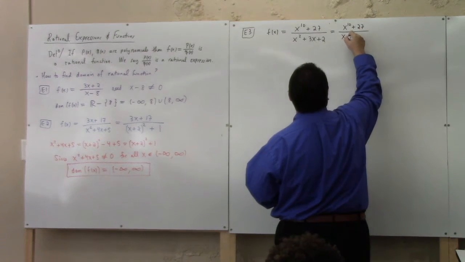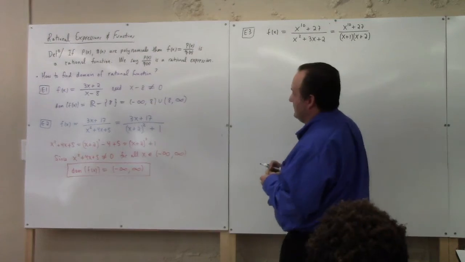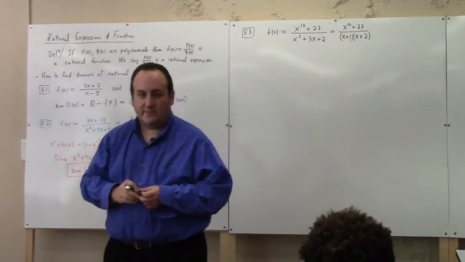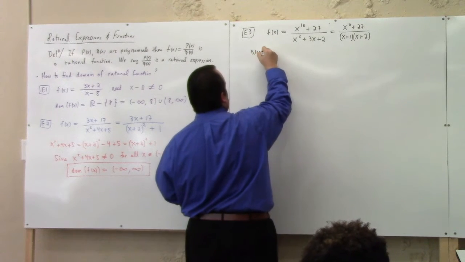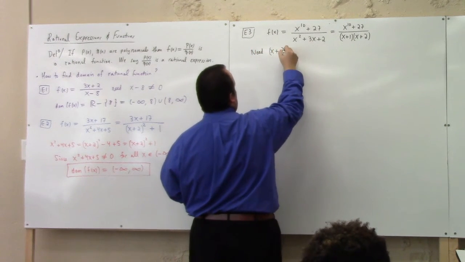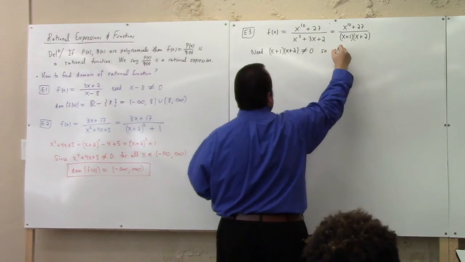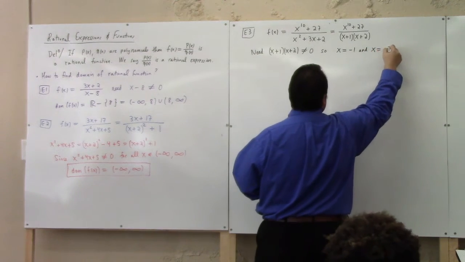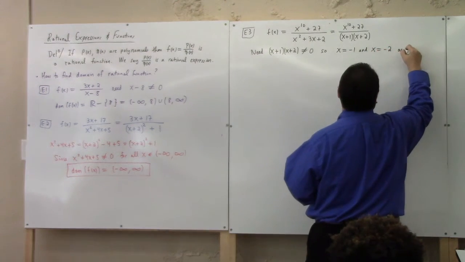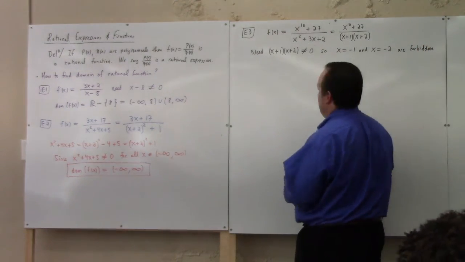I heard an x plus 1, x plus 2. I'll buy that. So, you know, what is not allowed here? We need x plus 1 times x plus 2 not equal to 0. So x equals minus 1 and x equals minus 2 are forbidden. Right? They are not allowed.